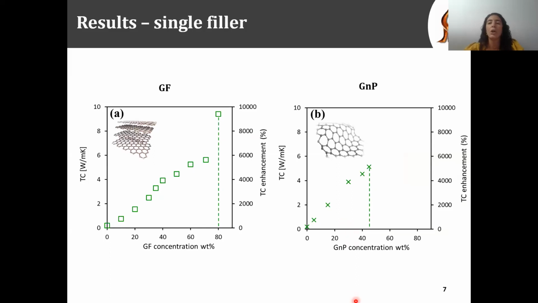So after a lot of optimization, we measured the thermal conductivity and we go directly to the results. We start with the single filler system and measure the thermal conductivity as a function of the filler concentration. In general, as we increase the filler concentration, viscosity increases until a certain concentration that prevents us from loading more filler. We define that concentration as the workability limit. You can see that with GF, we succeeded in loading more filler compared to GNP and consequently achieved better thermal conductivity results.